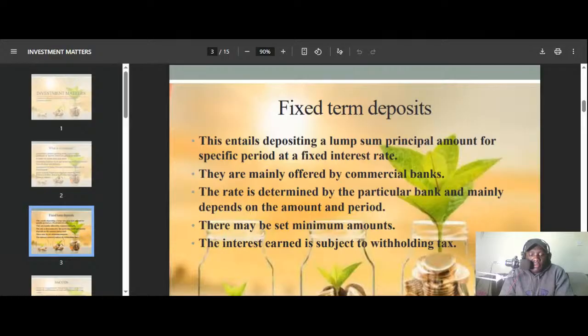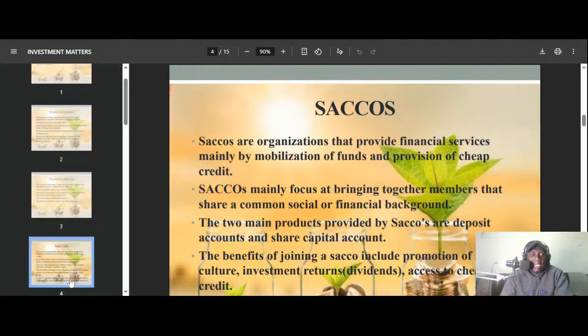The other thing you need to note is that interest earned, not interest rate, sorry. So interest earned from this avenue is subject to withholding tax. Currently, the withholding tax in Kenya is at 15%. So any interest that you earn from this avenue will be subject to a withholding tax to your bank, and they will be able to guide you.